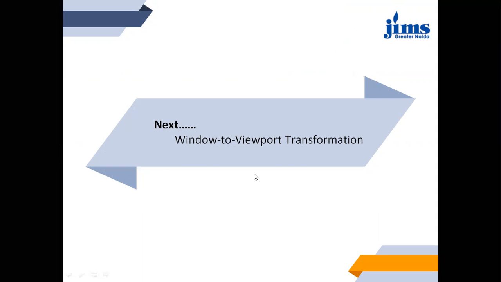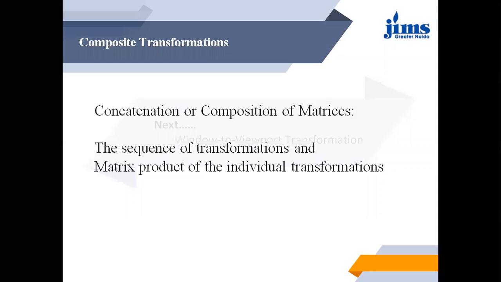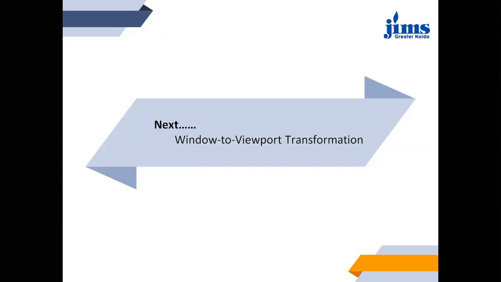In the next class we will discuss window to viewport transformations. In transformations, we discussed what transformations are and the types of transformations. Then we discussed the matrix representation, homogeneous coordinates, and different types of transformations like translation, scaling, reflection, then rotation and shearing. And in the last one, we studied the composite transformation.